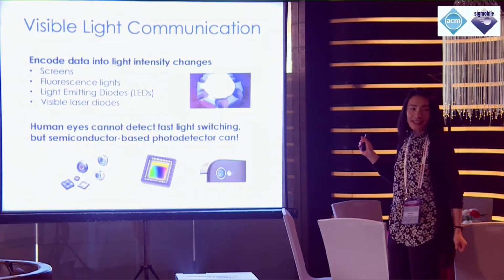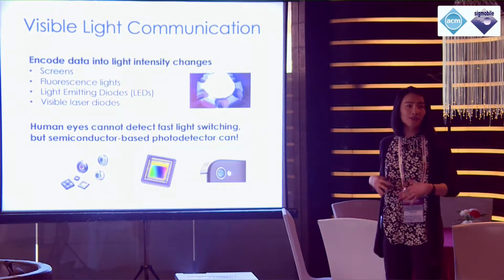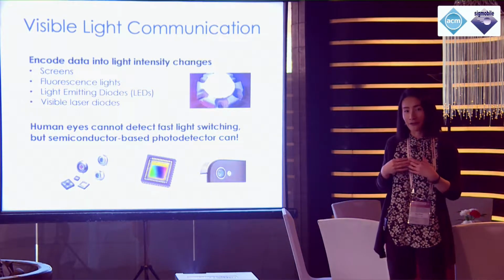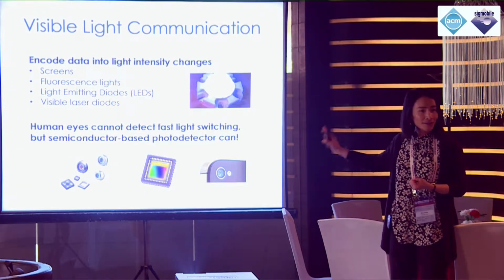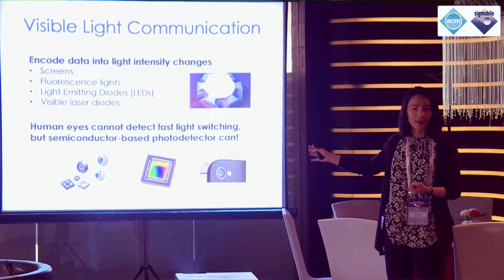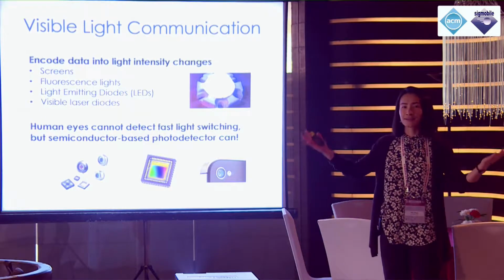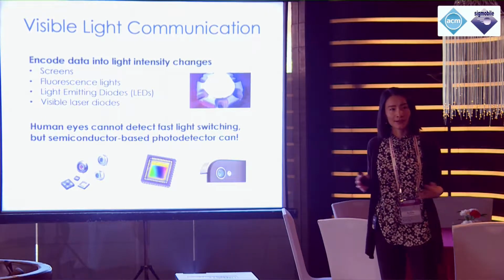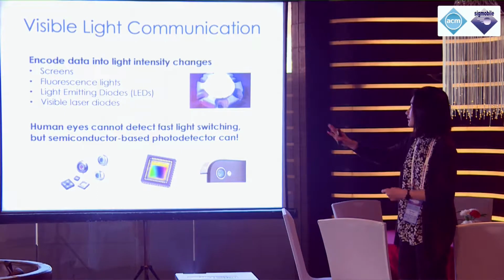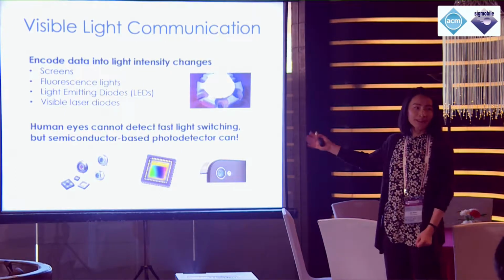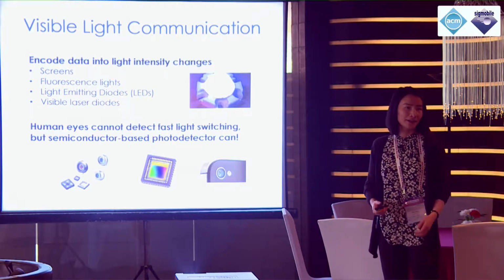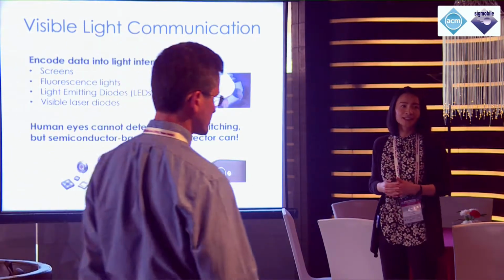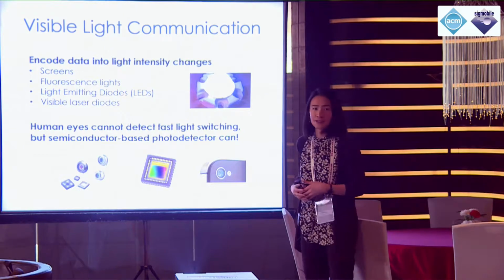The key thing here is that the change is happening at a very high frequency so that we cannot see it, but the sensors can. So the sensors can decode the data while the light is providing illumination to the whole space. The sensors can range from PIN diodes all the way to image sensors or even cameras, and they have different trade-offs in sensitivity and response speed.